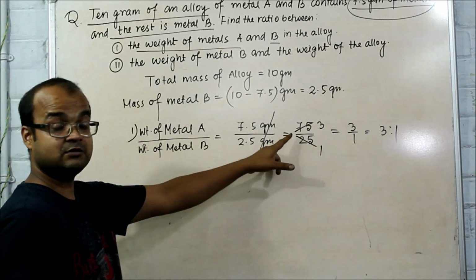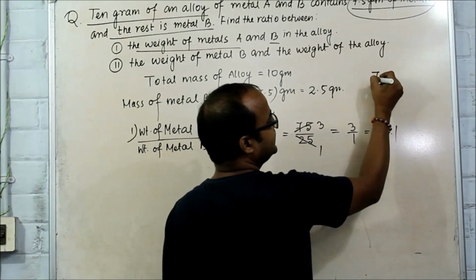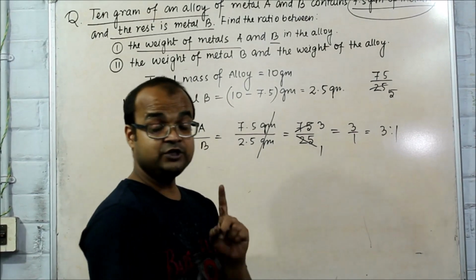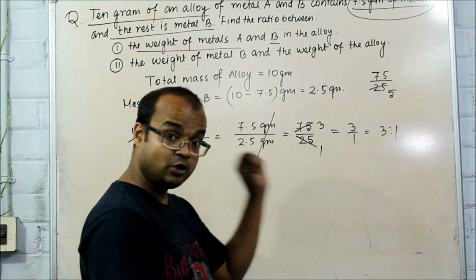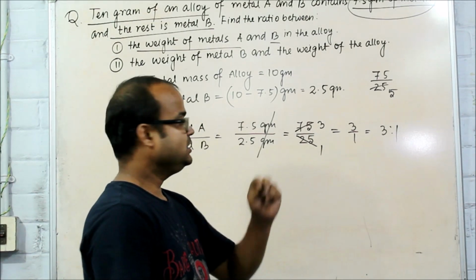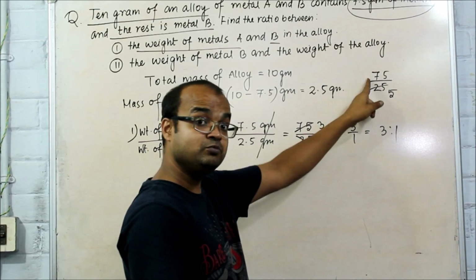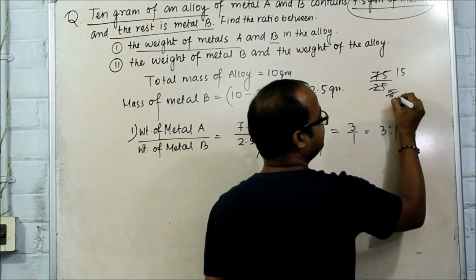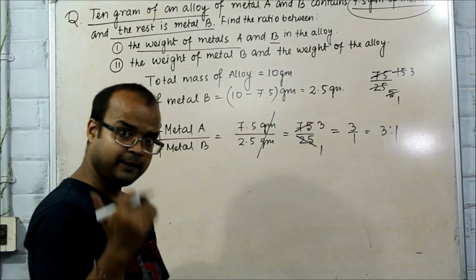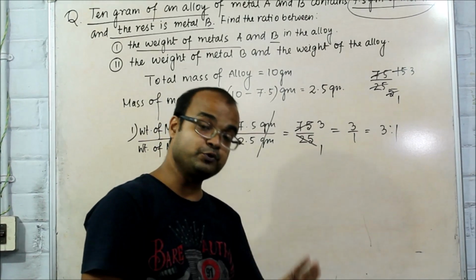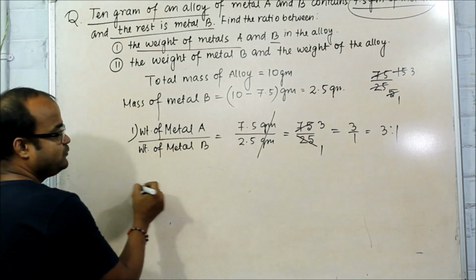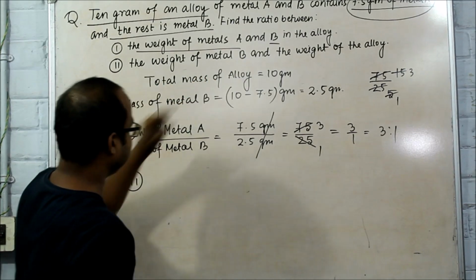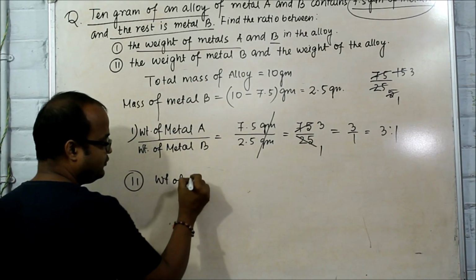If you have a problem with cancellation with the bigger number, I am showing you, you can do it with 5 also. Now one thing you need to remember: you need to cancel the common term with the same factor. In the denominator, suppose I am cancelling with 5, then in the numerator I have to cancel with 5 only. So 5 ones are 5, 5 fives are 25, 5 ones are 5, 5 threes are 15. So the calculation is up to you. The way you are comfortable, proceed in that way. So the ratio is 3:1.